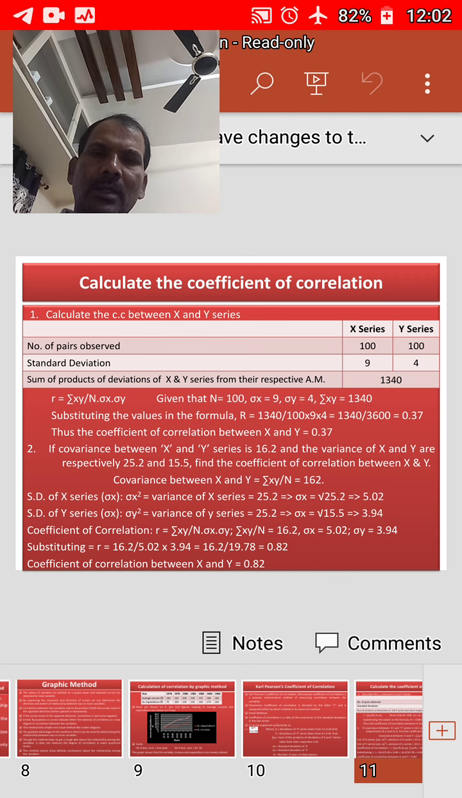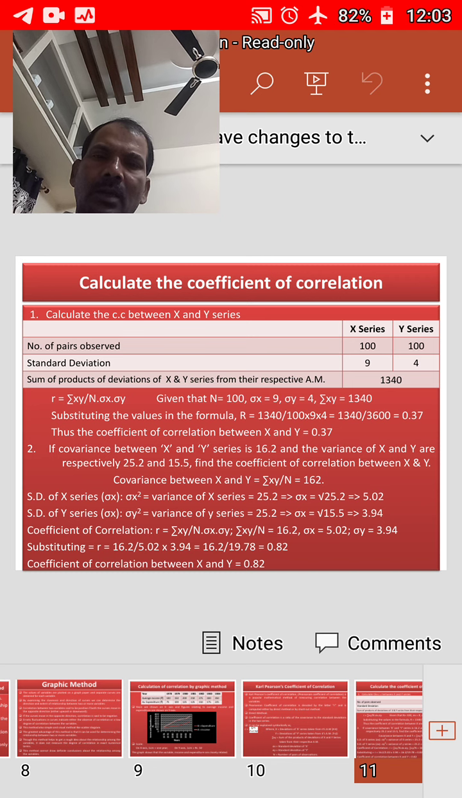We know that n is equal to 100, the standard deviation of x series is 9, and the standard deviation of y series is 4. The sum of products of x and y deviations is 1340. If you substitute all this in the given formula, we'll have 1340 by 100 into 9 into 4, that is 1340 by 3600, which is equal to 0.37. The coefficient of correlation between x and y is 0.37. We'll have another example.